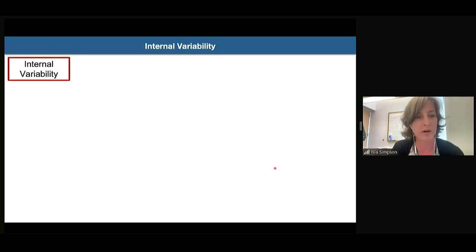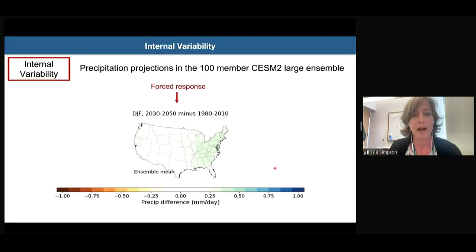I'm going to start with internal variability. Here I'm showing you precipitation projections in the 100 member CESM2 large ensemble for 2030 to 2050 in the wintertime. This is the average over those 100 members. You get some wetting in the west, some wetting in the east, and a bit less of a change in the south. So this is our forced response in the model.